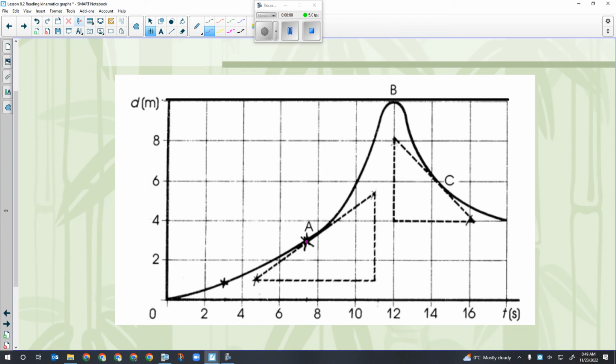So what we have to do is understand that on a position versus time graph, the slope of a line drawn on that graph is equal to the velocity. Remember that from the other day?